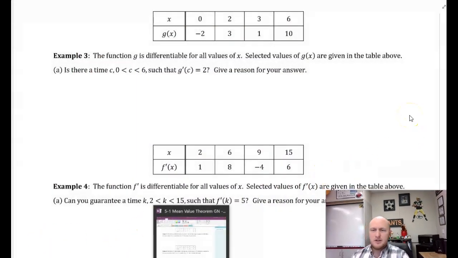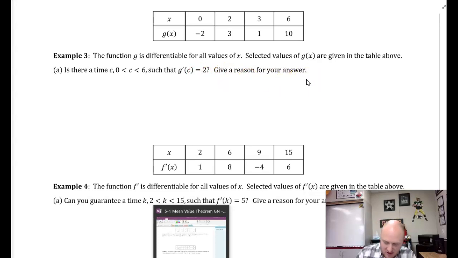All right, so in the notes, example number 3, they say the function g is differentiable for all values of x. Selected values of g of x are given in the table above. A. Is there a time c for 0 less than c less than 6 such that g prime of c is equal to 2? Give a reason for your answer.